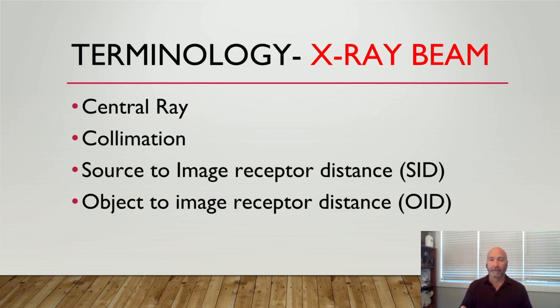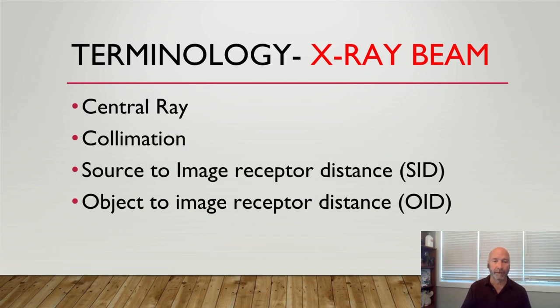It comes with the understanding that if you over-collimate, if you increase collimation to the point that you don't include anatomy that you need to see, then you're going to have to repeat the exam and expose the patient a second time. So you want to collimate as much as possible while not over-collimating and clipping anatomy and not including that on the image. So that's central ray collimation.